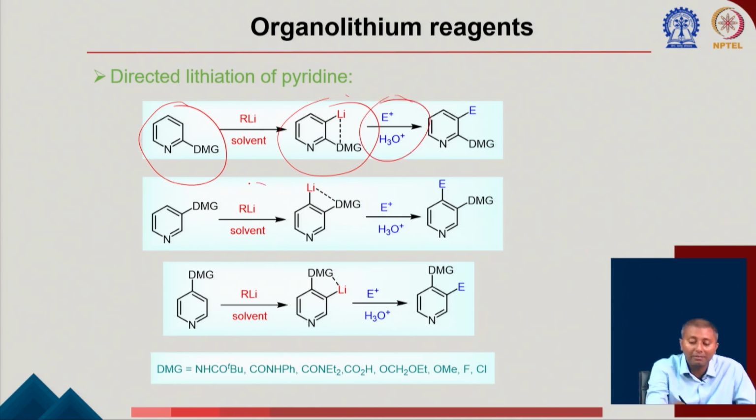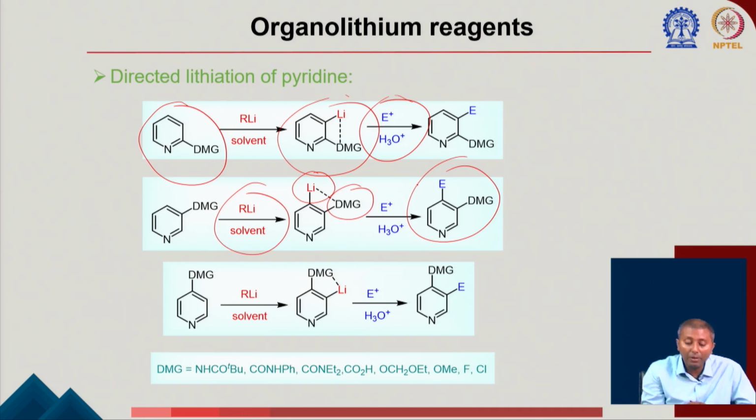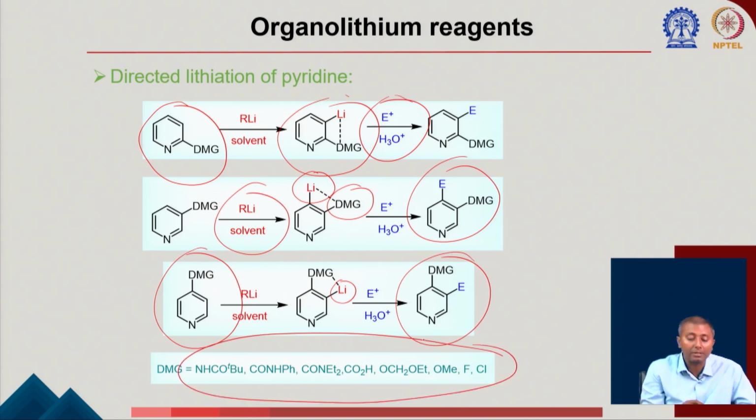There is an example given here: if you have a directing group here, it can abstract this corresponding proton, and then it can trap with the electrophile. Or if you have a directing group in the para position, then it can form the lithium in the meta position to give the corresponding product. And again, several different types of directing groups are used here. So one question you might be thinking is, sir, in this particular reaction, when you have a directing group in the meta position, why are you abstracting the proton from the C4 position, and why not from the C2 position?